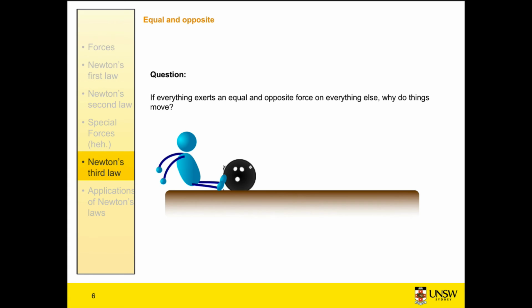If two objects in contact will always exert an equal and opposite force on each other, how do things move? So for example, in the picture, if the man pushes on the bowling ball, he exerts a force on the bowling ball. If Newton's third law is correct, that bowling ball must exert an equal and opposite force on the man. We know from experience that when this happens, the bowling ball will move and the man will stay still. So why is that? And you can put your answer in the comment section below the video.